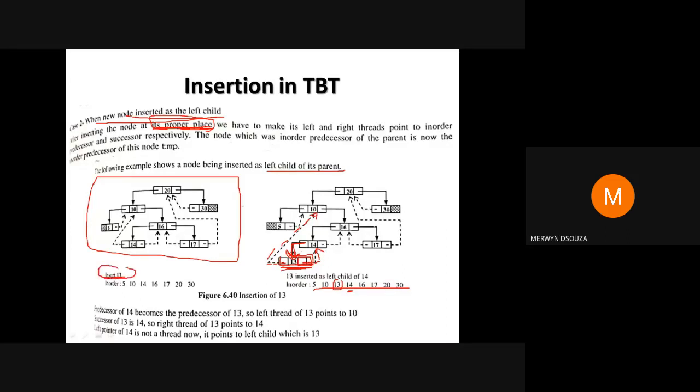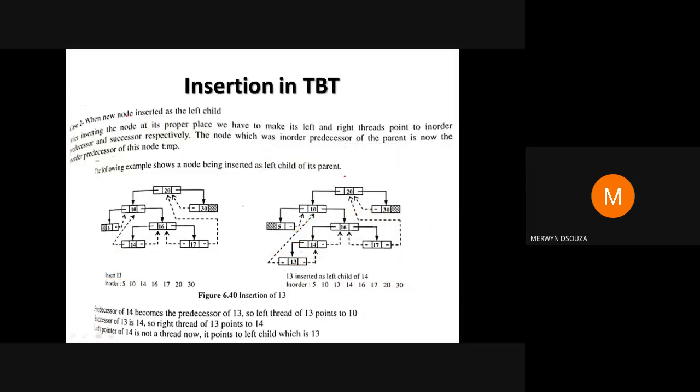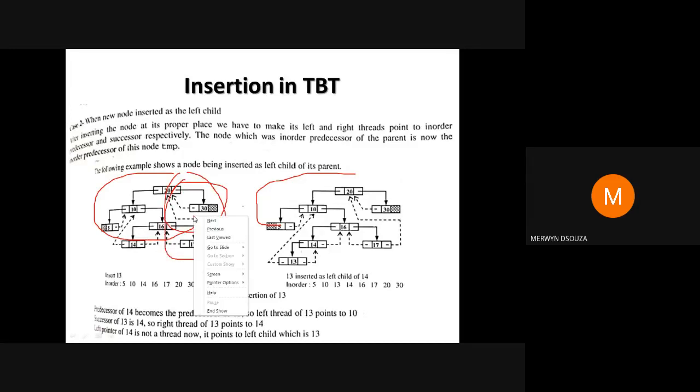Okay. We were inserting 13 as the left child of a parent. This is the way you are going to insert a node. The rest of the pointers you will keep as they are. So all these pointers that were there from the other nodes, you can keep as they are.